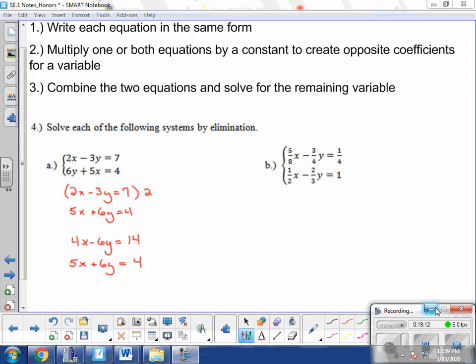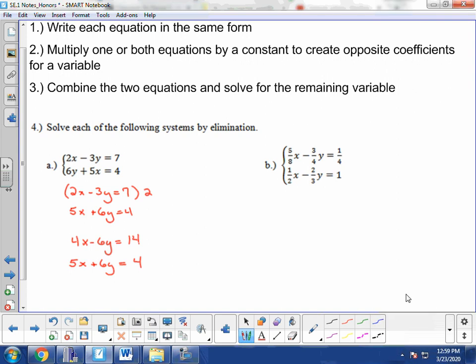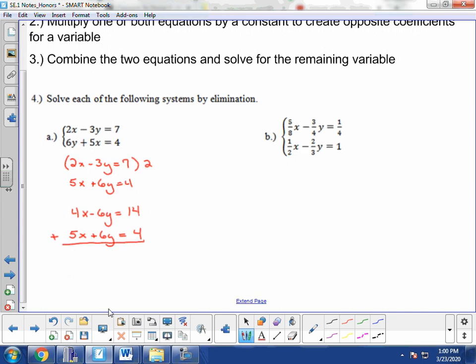So the next thing that we would want to do here is to combine the two equations using an arithmetic operation that's going to allow us to solve for only one remaining variable. So if I look at both of these two equations, essentially what I can do here is add them. Okay, so if I add them, 4x plus 5x would give me 9x. Negative 6y plus 6y would give me 0. And so that would just be 9x on the left side of the equation.